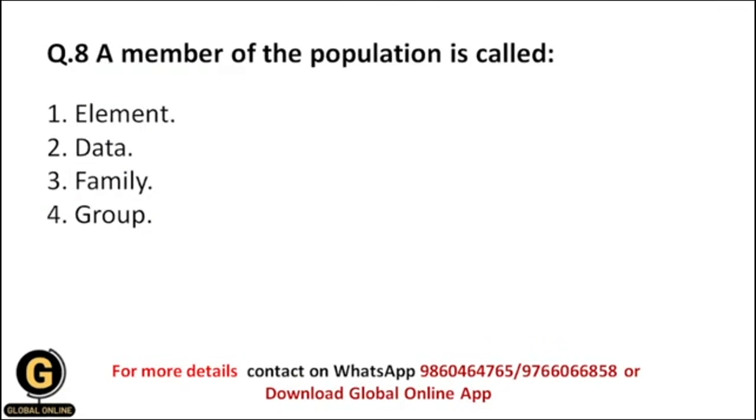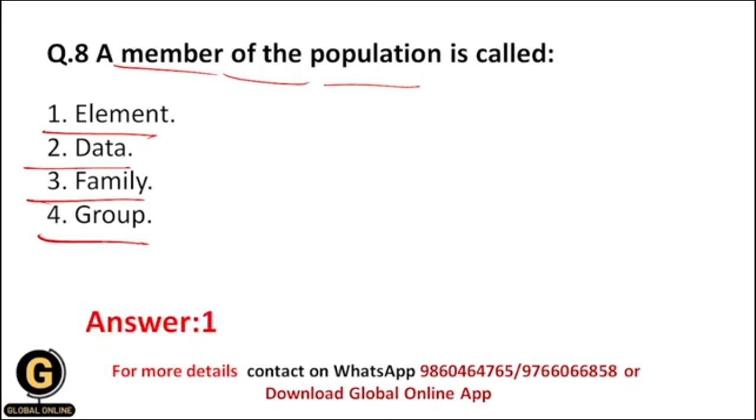Next is a member of the population is called. Now a particular member of the population is called what? Whether it is called element, data, family, or group. So now all of you understood that whenever there is a member of the population, then obviously it is called a unit or element, and that's why your correct answer should be 1.